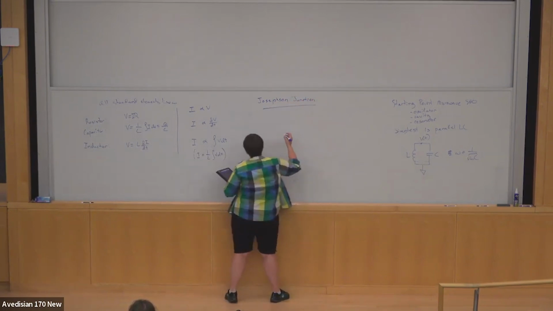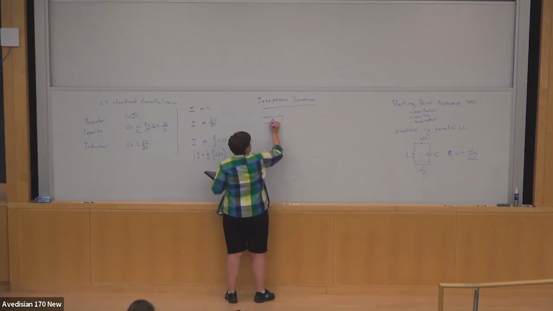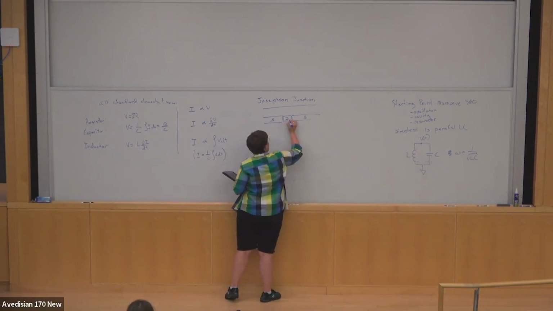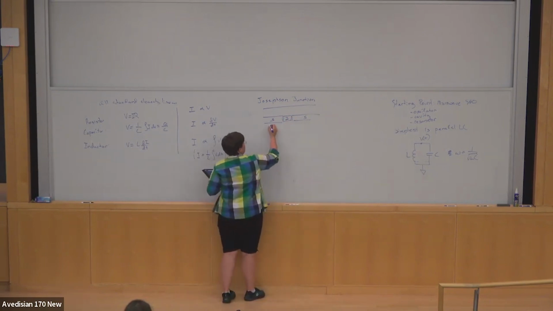And so the way that you make one of these is you take 2 pieces of superconductor and you sandwich in between a very small piece of insulator.